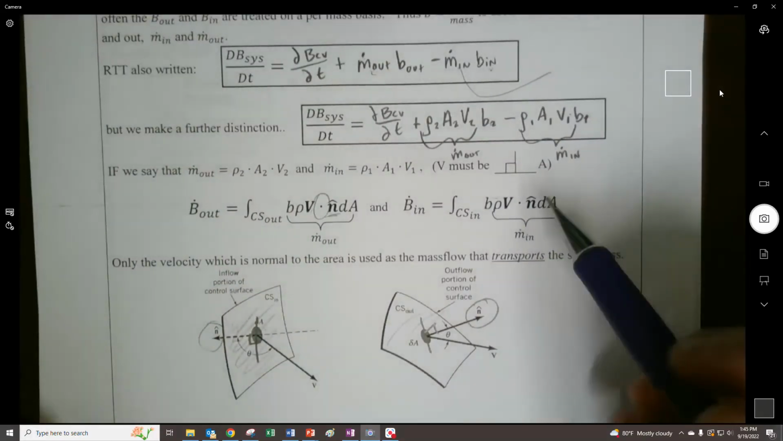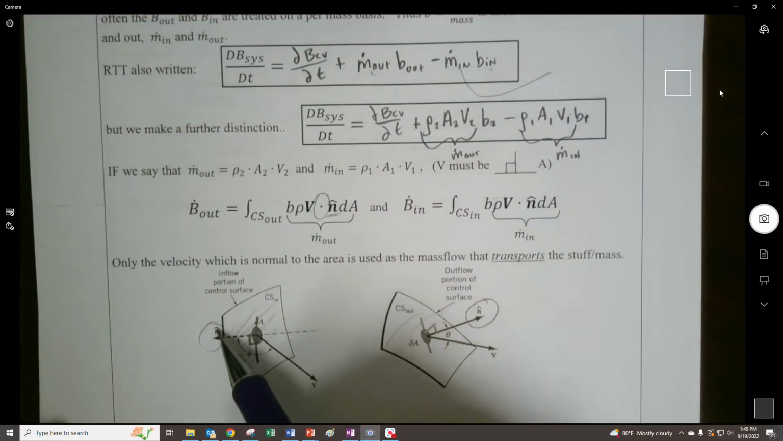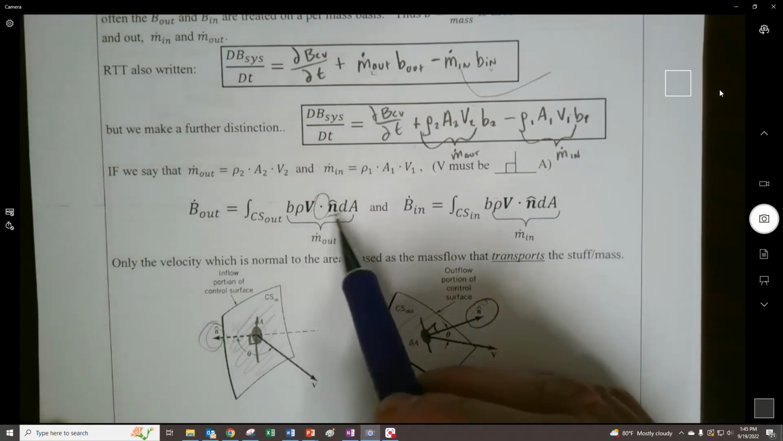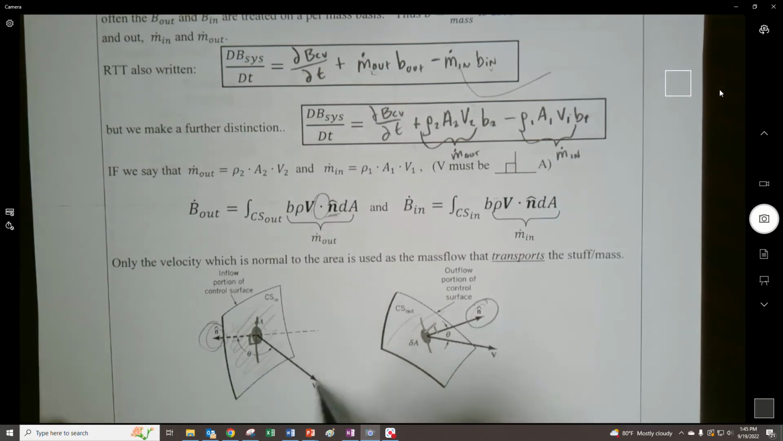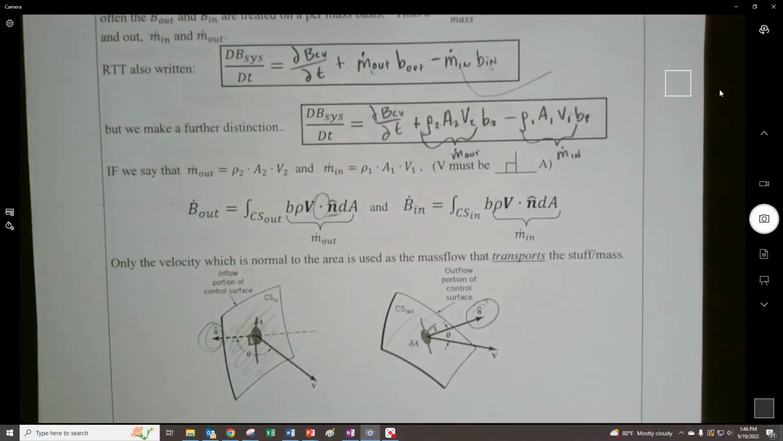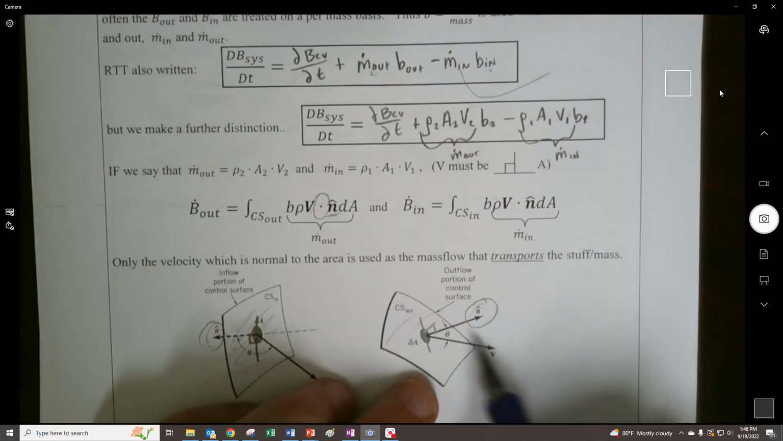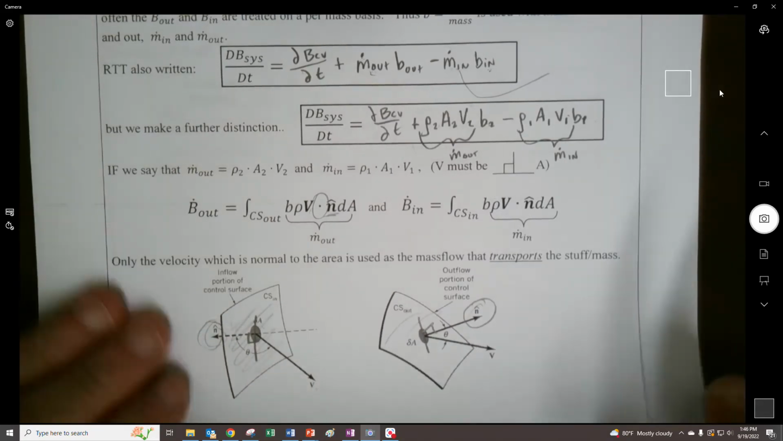It also ensures that positive and negative are understood correctly, right? Because when the velocity is coming in, it's going in the opposite direction of that outward normal, which means it'll be negative. But when they agree with each other, it will be positive.